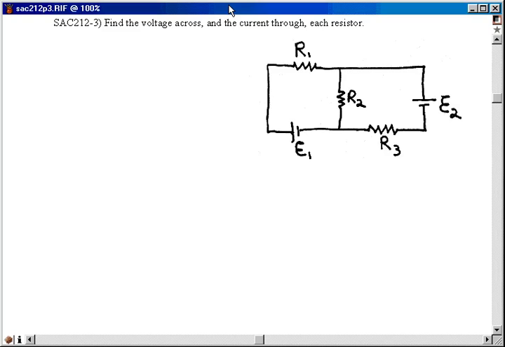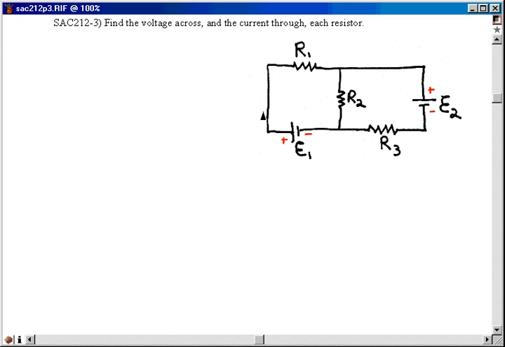Problem number 3. We want to find the voltage across and the current through each of the resistors in this circuit. Start by identifying the low side and the high side of the seats of EMF. The short side is the low side. The long side of the symbol used to represent the seat of EMF is the high side.